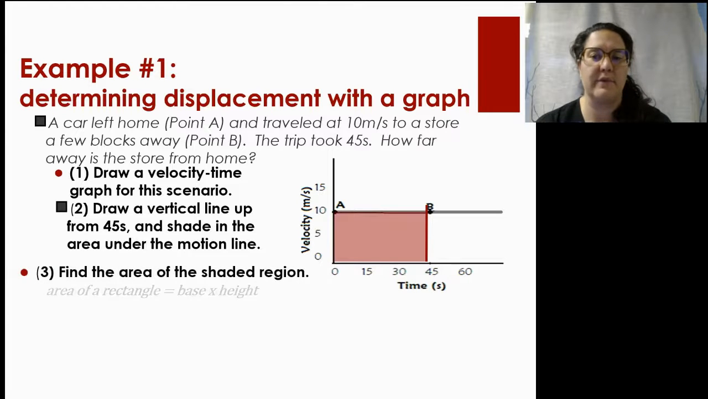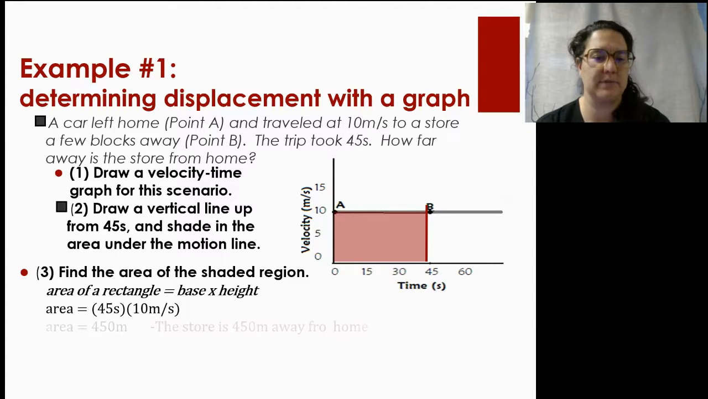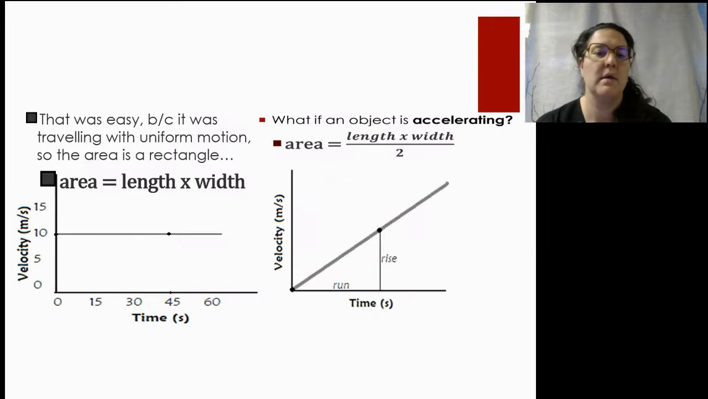And we're going to find the area of the shaded region, which is a rectangle. So we're going to go base times height, which is 45 seconds times 10 meters per second. So we get 450 meters away, which is how far away the store is from the home. Now, that was easy because it's dealing with uniform motion, so the area is a rectangle. But if the object's accelerating, we have a triangular area. So we're going to go length times width divided by 2.